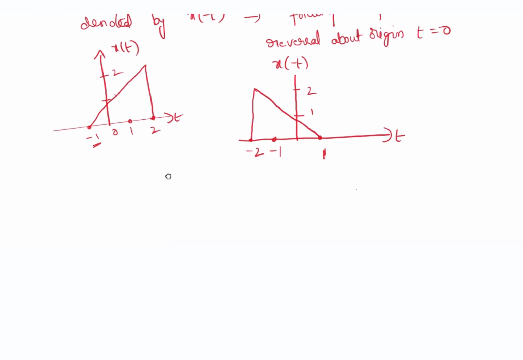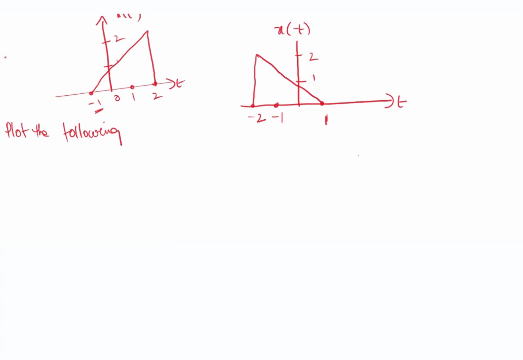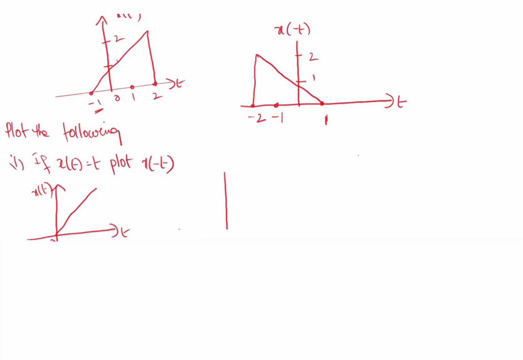I'll take some examples. Plot the following. If x of t equal to t, plot x of minus t. So you know x of t is equal to t. It is the ramp function. It is like this. This is x of t. So now to plot it, simply you must fold it. X of minus t. So simply this is x of minus t.